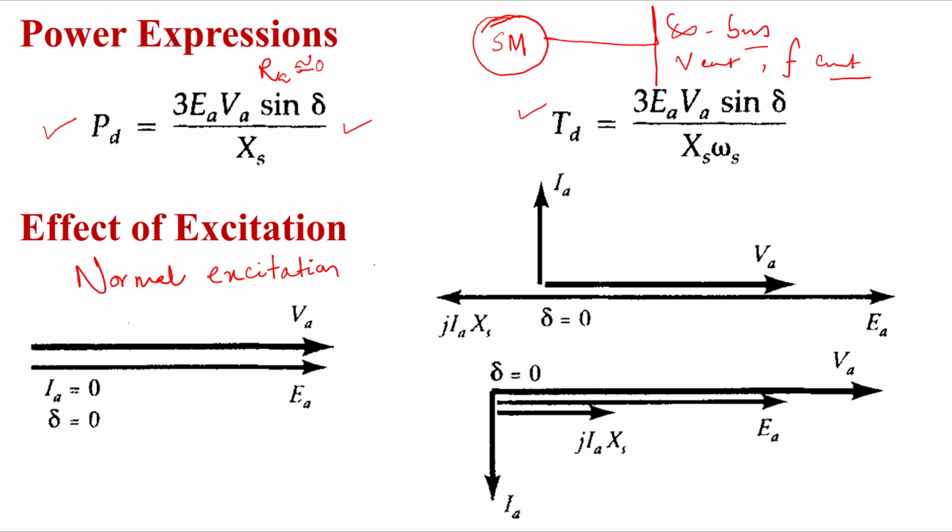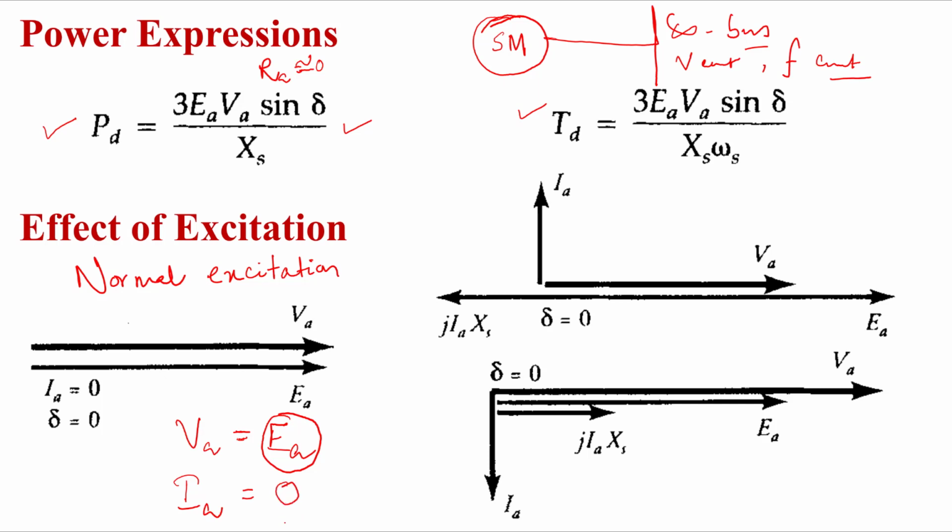So under normal excitation, what it means is that VA is equal to EA. That means the excitation is adjusted in such a way that the generated EMF EA becomes equal to VA. So under that condition, what will be the IA? Can anybody tell? What will be IA? Zero, right? Very good. So IA will be 0.